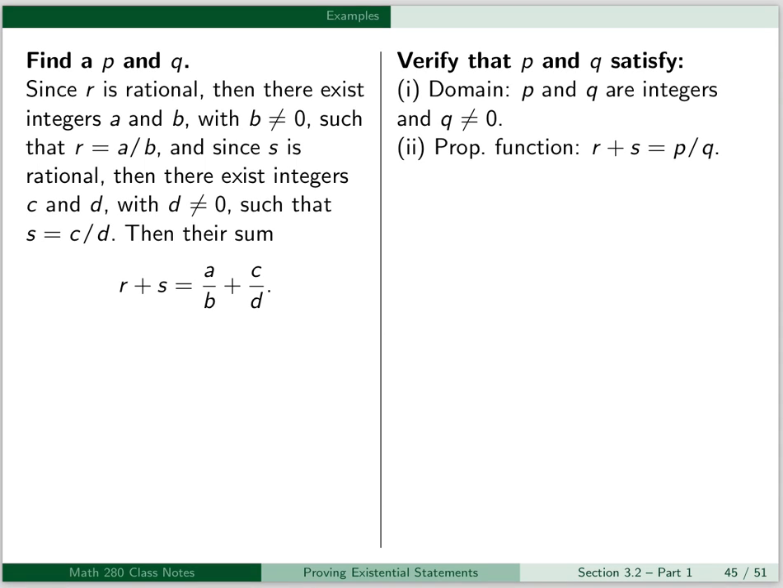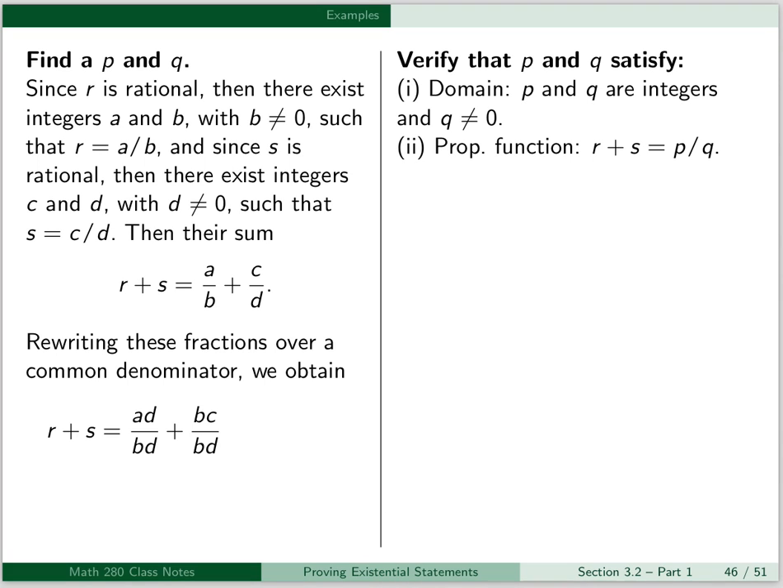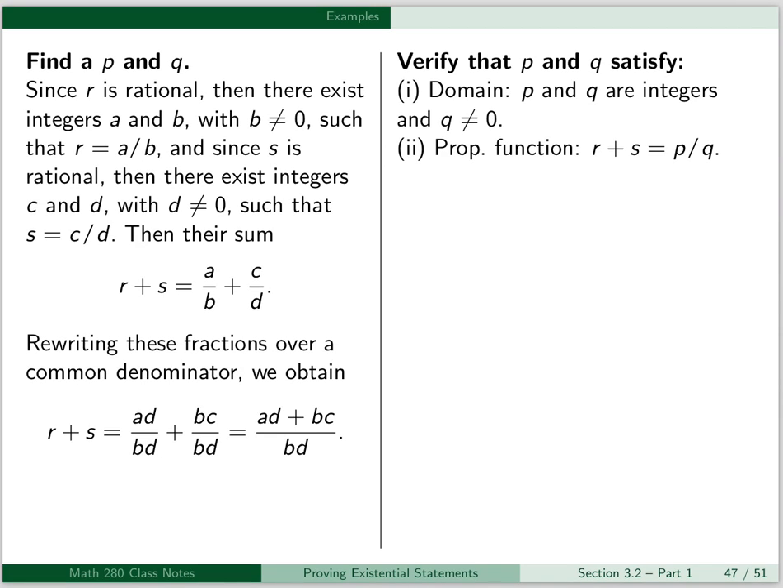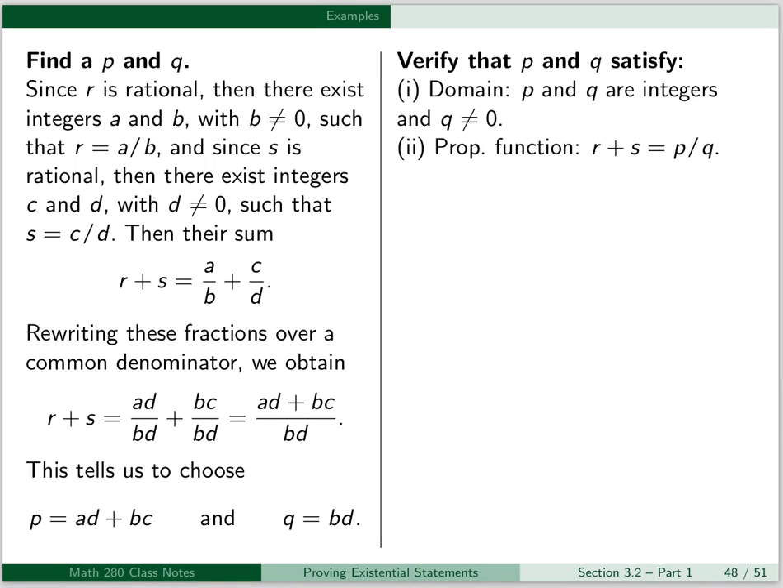Then their sum, r plus s, equals a over b plus c over d. Rewriting these fractions over a common denominator, we obtain r plus s is AD over BD plus BC over BD, which is equal to AD plus BC over BD. This tells us to choose p is AD plus BC and q is BD. So now we've found our example for p and q, so we're ready to go over into the right-hand column.